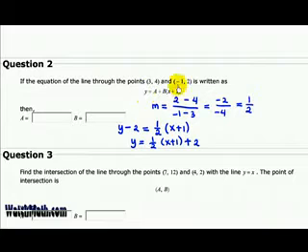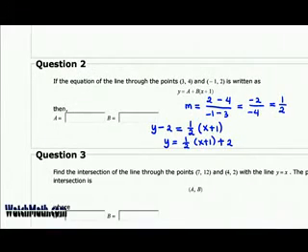So if we compare the equation of this line and this line, we can conclude that A must be equal to 2 and B is equal to 1/2.